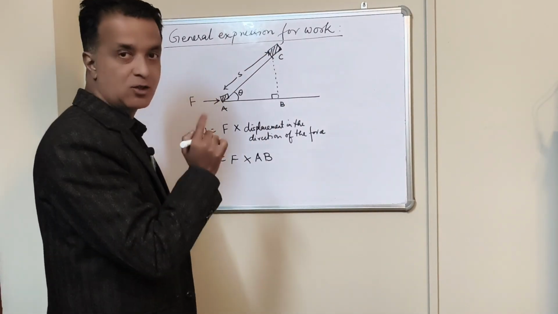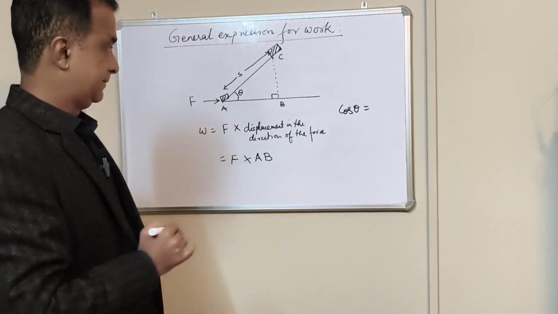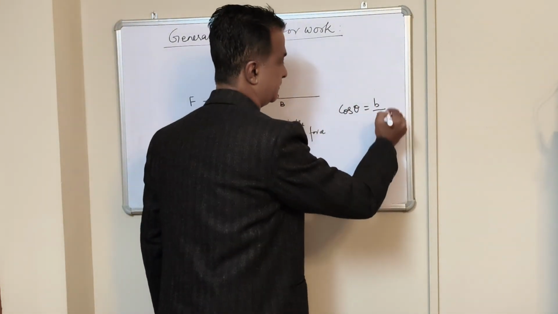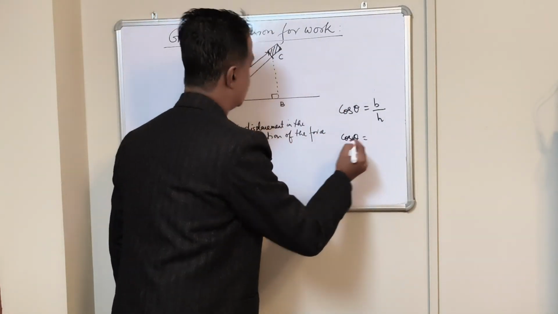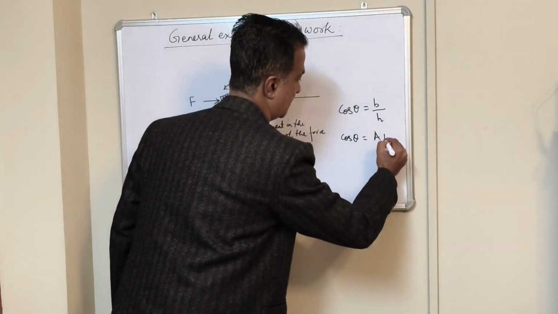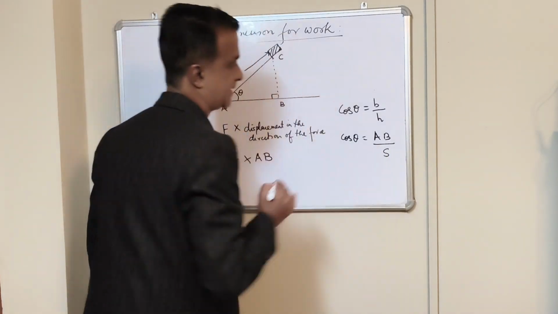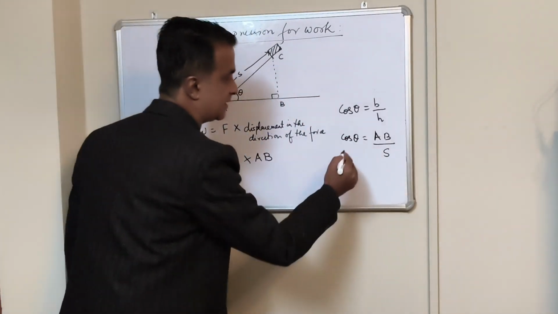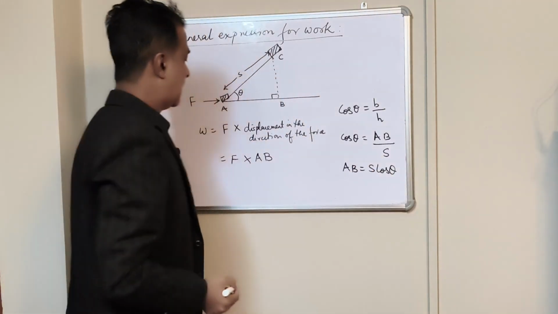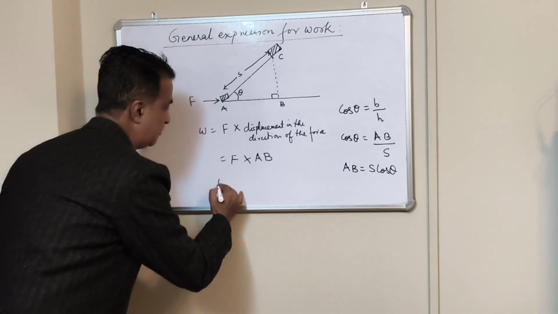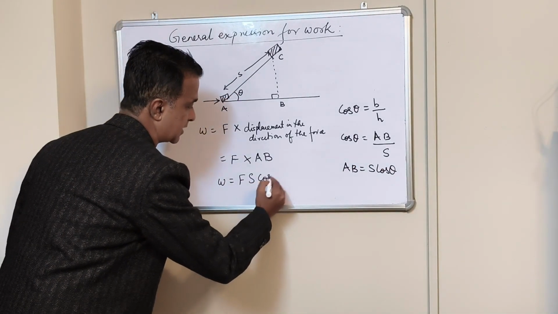The angle between the force and displacement: the displacement in the direction of the force, and this actual displacement. So for that, we are going to use a trigonometrical ratio, cos theta. Now, cos theta is base by hypotenuse. In our particular case here, cos theta will be the base of the triangle, which is AB, by the hypotenuse of the triangle, which is AC, or S, since I've taken S there. Now, if I cross multiply, I get AB is equal to S cos theta. And I put it in this formula here. So W becomes F multiplied by S cos theta. So F S cos theta.